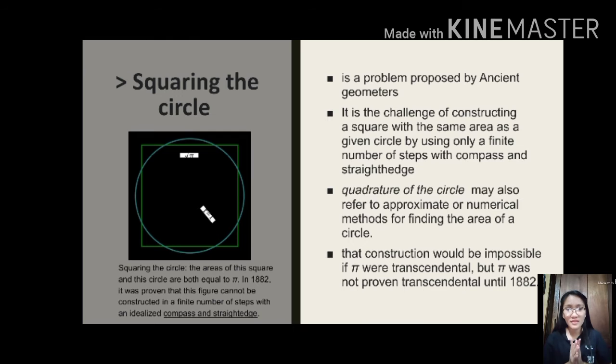First, we go to squaring the circle. It is the challenge of constructing a square with the same area as a given circle by using only a finite number of steps with compass and straight edge. The term quadrature of the circle may also refer to approximate or numerical methods for finding the area of a circle. Squaring the circle would be impossible if pi were transcendental, but it wasn't proven transcendental until 1882. The expression squaring the circle is sometimes used as a metaphor for trying to do the impossible.